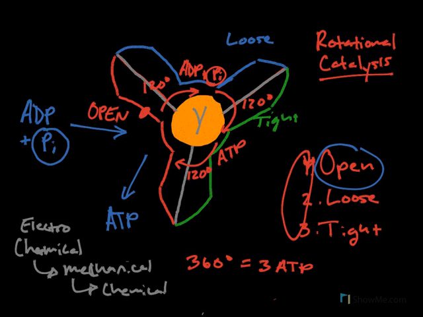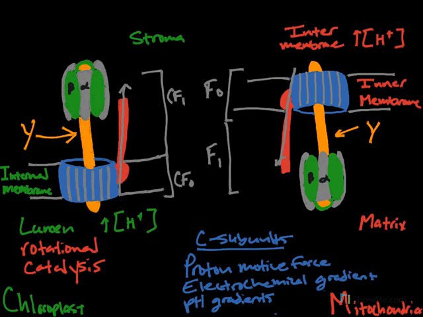Just to clarify, the F1 particle is not physically rotating, it's the C subunits rotating, so it's the stalk rotating. So when I say 120 degrees, I mean 120 degrees of the C subunit rotating the stalk and causing these conformational changes. Our F1 beta subunits stay put. In our mitochondria, we'll be releasing these ATP molecules into the matrix, and in the chloroplast, we'll be releasing these ATP molecules into the stroma. From there, the ATP molecules will be used in the Calvin cycle.